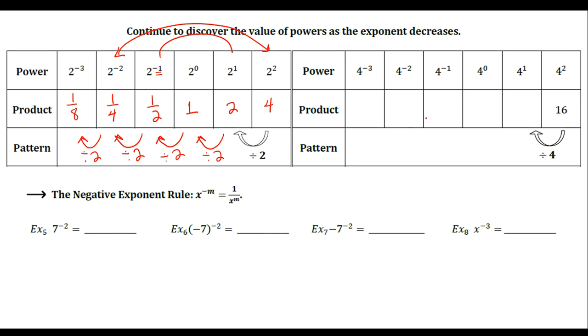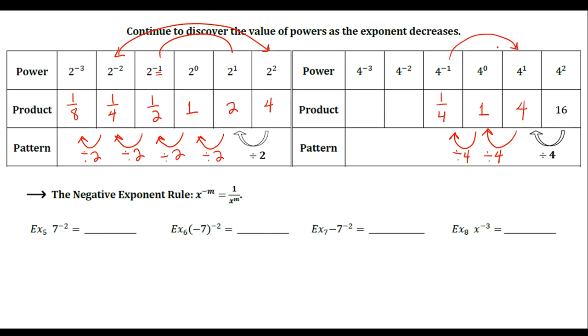Let's try the powers of 4. So 4 squared we know is 16. We're going to divide it by 4 because we're decreasing. And we know 4 to the first is 4. We're going to divide 4 by 4, which gives us the rule of when we have a 0 exponent, that gives us 1. We're going to divide 1 by the base of 4. 1 divided by 4 is 1/4.